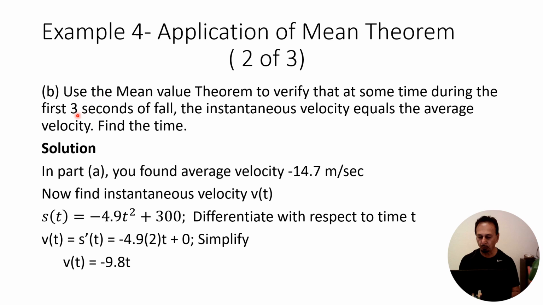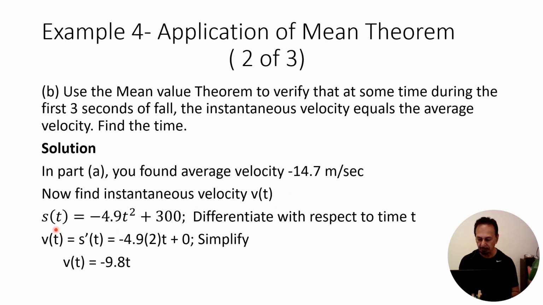So example 4, part B, is use the mean value theorem to verify that at some point in time during the first 3 seconds of fall, the instantaneous velocity equals the average velocity, and find the time. So in part A, we found the average velocity is negative 14.7 meters per second. Now find the instantaneous velocity.